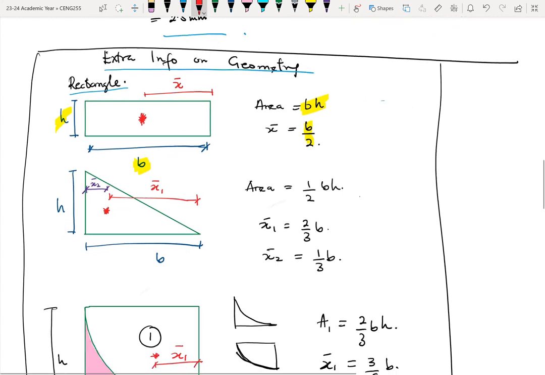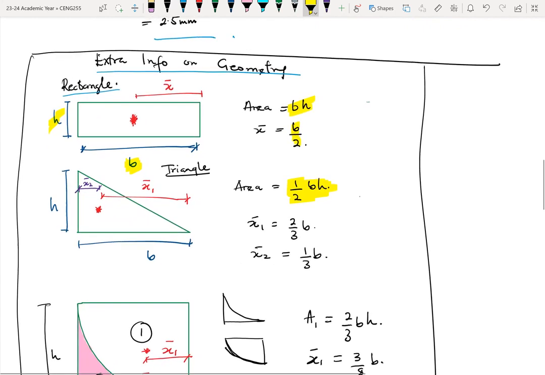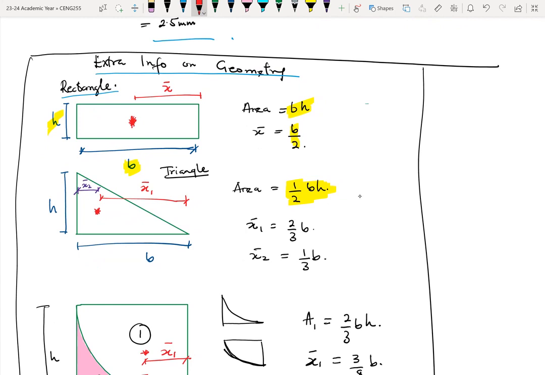Okay. Then in the case of a triangle, the area of a triangle is half base times height. We know our height, H, and our base will be B, so the area will be half base times height. Now, the centroid or center of gravity is not at the center of the structure. It's skewed towards the end with the height.